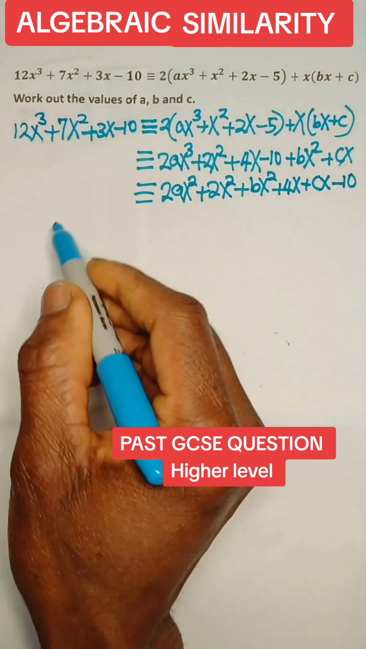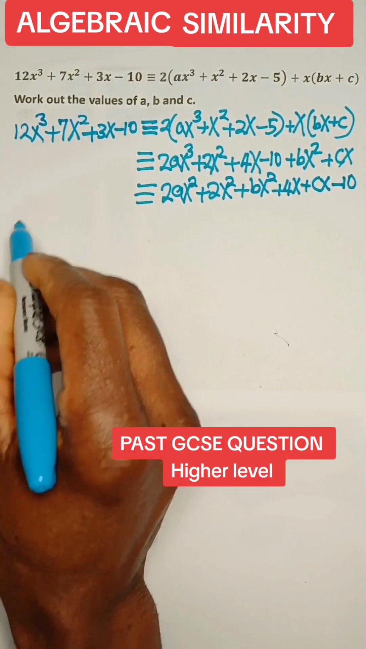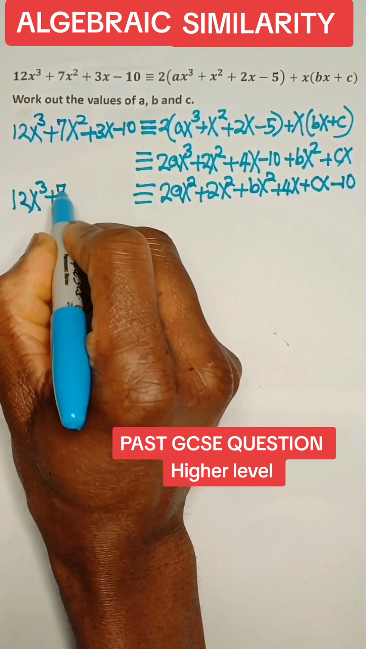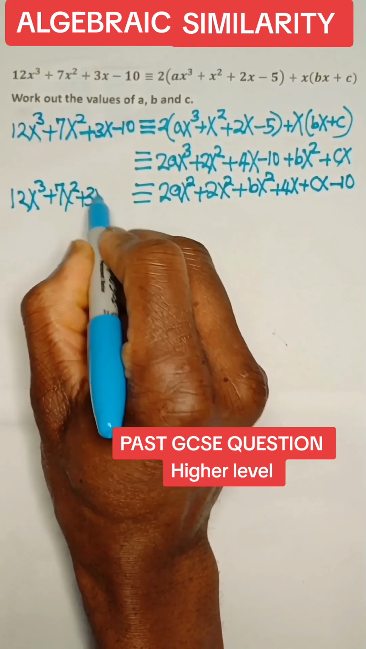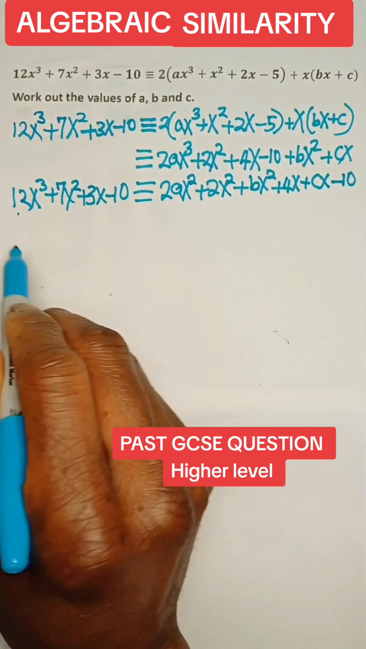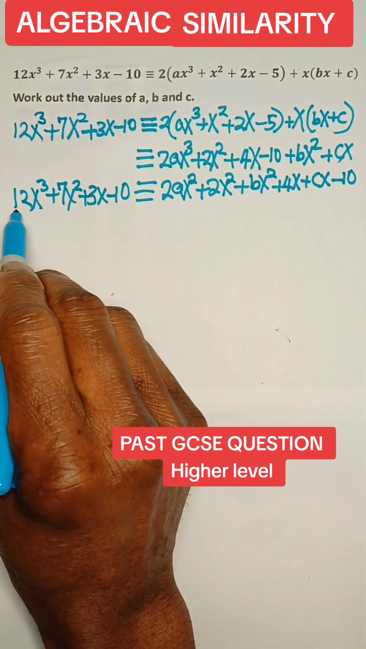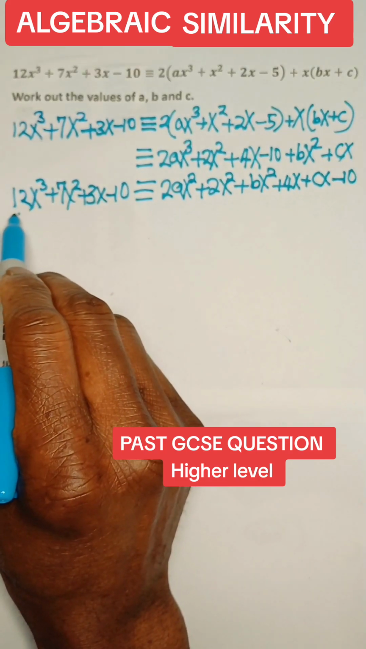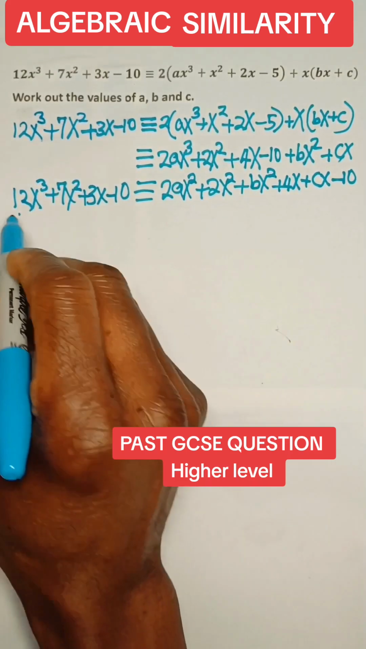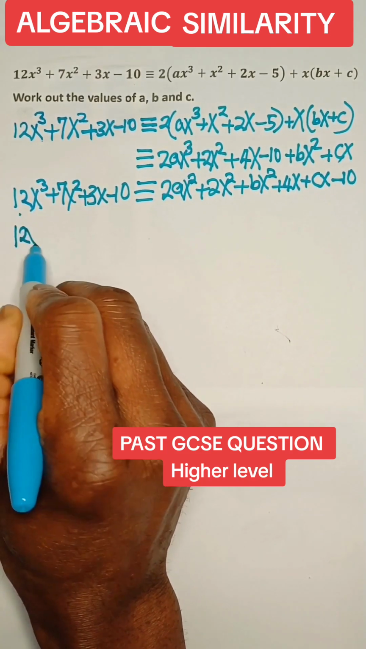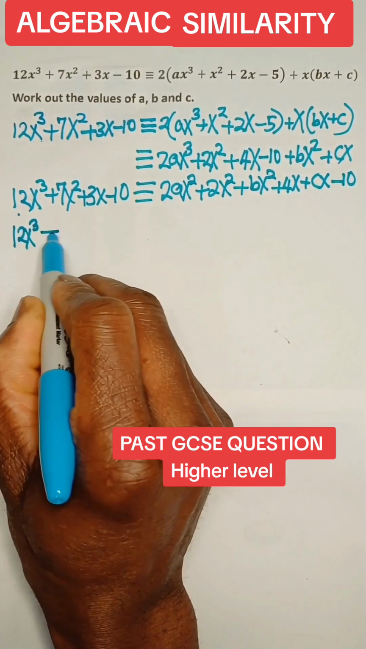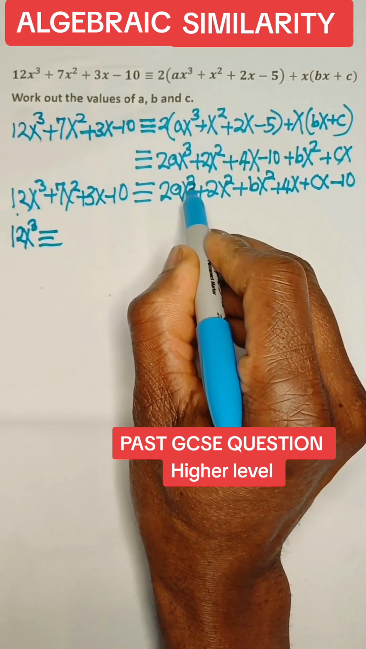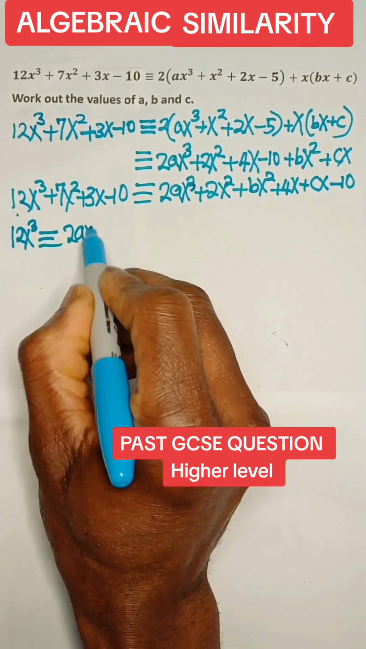Let us bring down the terms on the left hand side. The next thing we're going to do is compare the terms on the left hand side with the terms on the right hand side. First, let's consider the terms having an x exponent of 3. On the left hand side we have 12x cubed, which is identical to 2ax cubed on the right hand side.